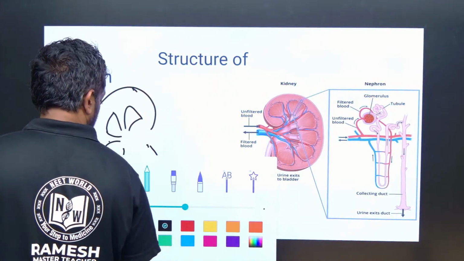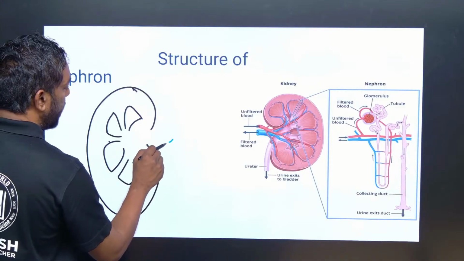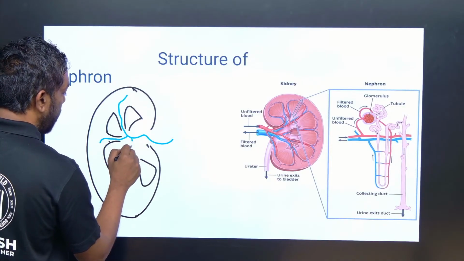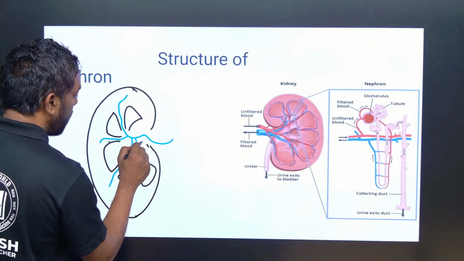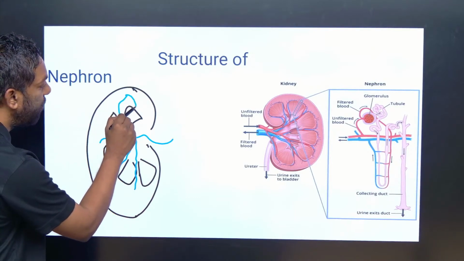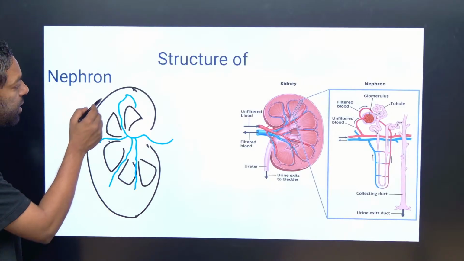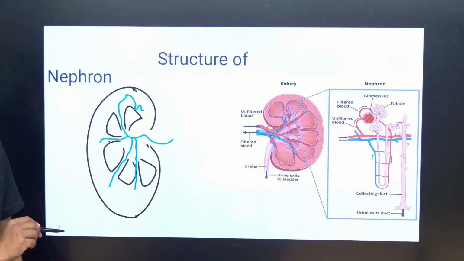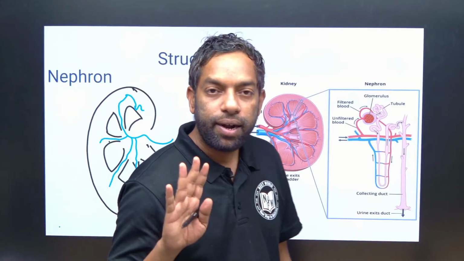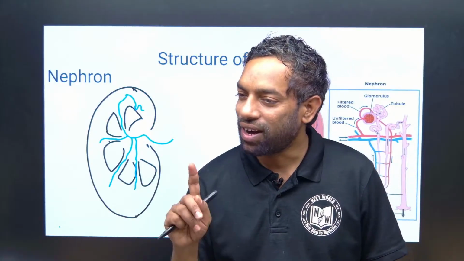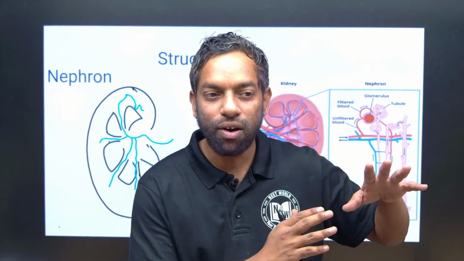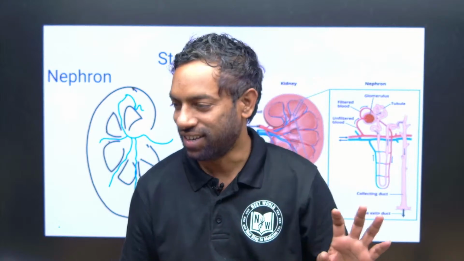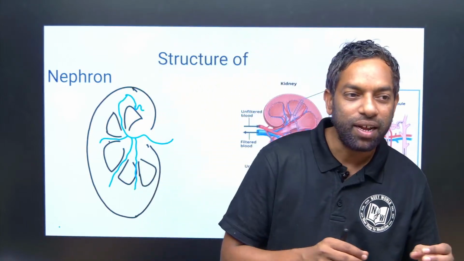If we come to the nephron, the renal artery is further divided into arterioles. These arterioles enter through the columns of Bertin and finally reach the medulla. The renal artery divides into afferent arterioles and efferent arterioles. There are 10 lakh nephrons, meaning 10 lakh arterioles. The renal artery divides 10 lakh times in each kidney.